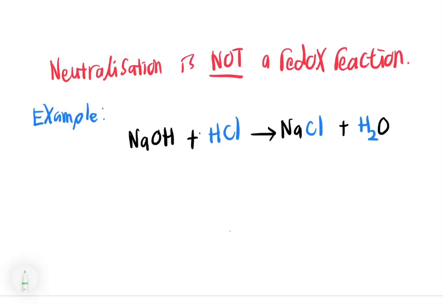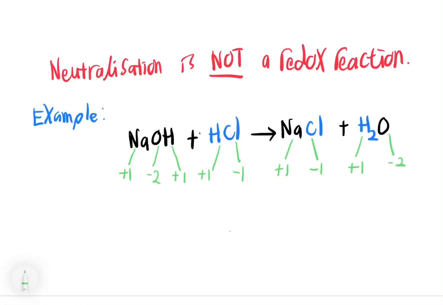Next, we will learn why neutralization is not a redox reaction. So first, we will determine the oxidation number on the reactant side and the oxidation number on the product side. Oxidation number of sodium ion is +1. And the oxidation number of oxygen is always -2. Hydrogen is always +1. Again, +1. Chloride is -1. Sodium is +1. Chloride is -1. Hydrogen is +1.